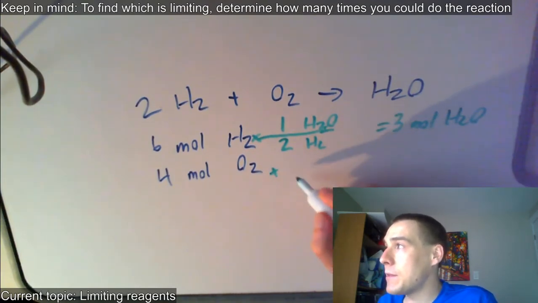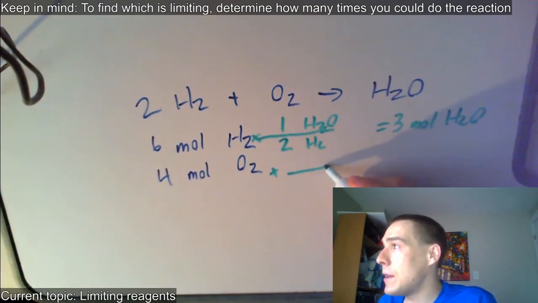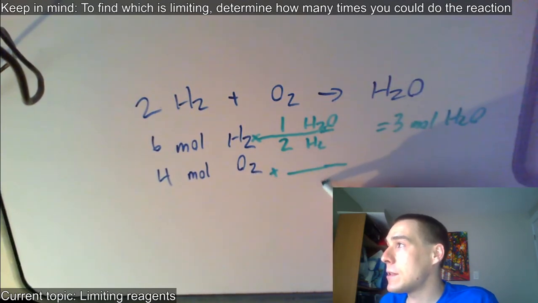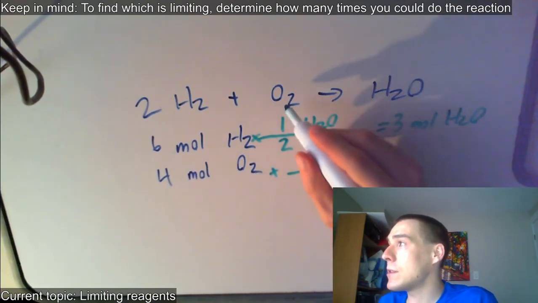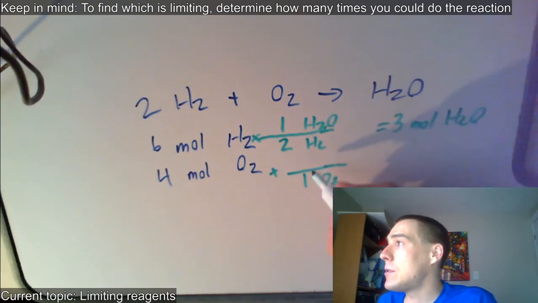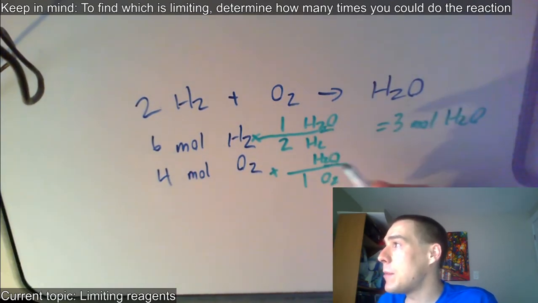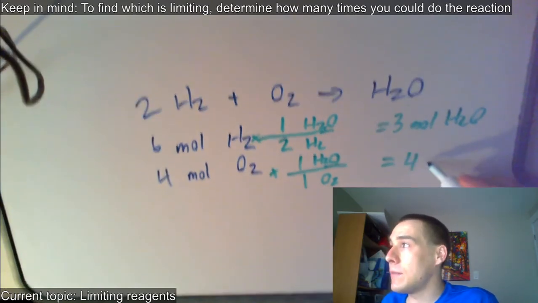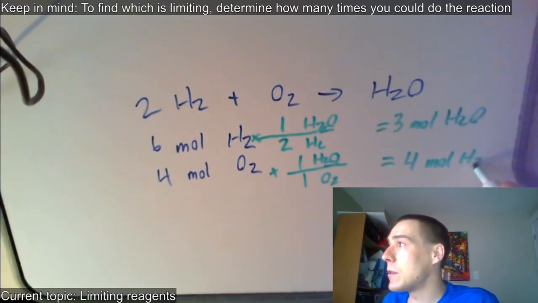For this one we're going to make a conversion factor for the oxygen, and in this case the oxygen's on top. We want to cancel it with oxygen on the bottom. 1 oxygen in our reaction, 1 H2O, there's 1 of those. We want to make H2O, right? 1 H2O. So our 4 moles of oxygen can, obviously enough, make 4 moles of H2O.